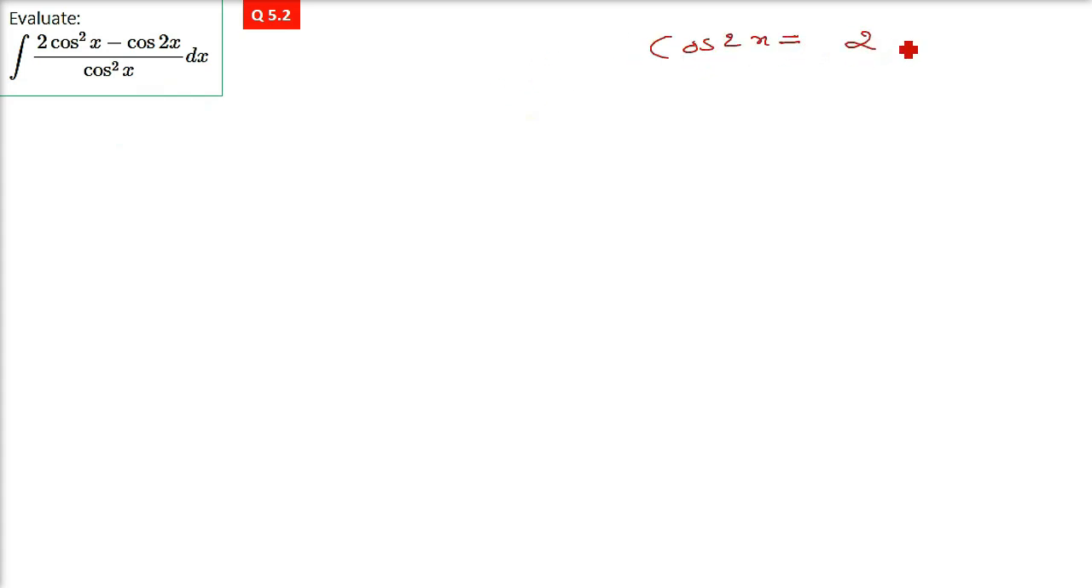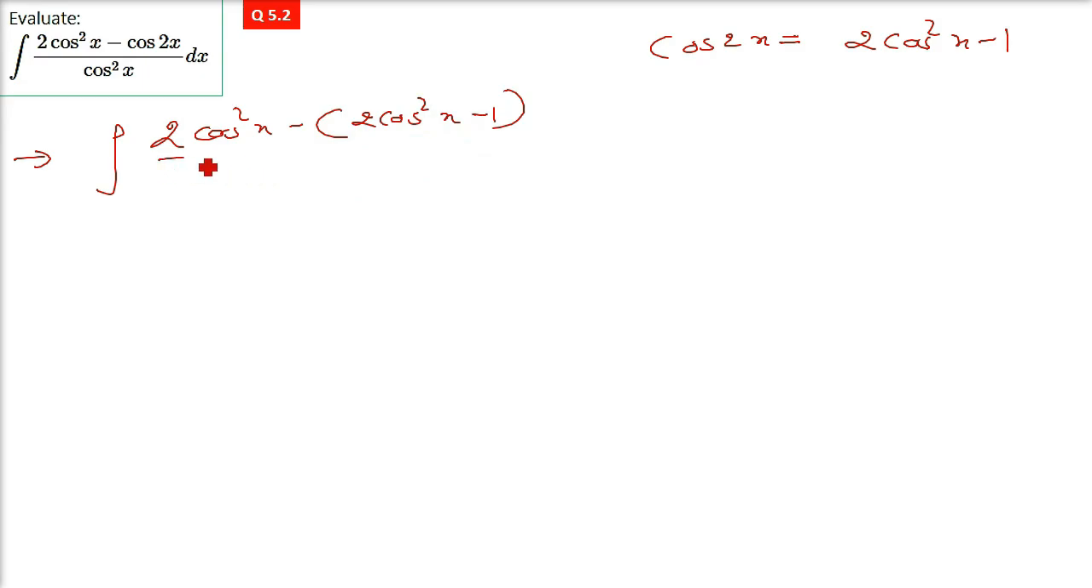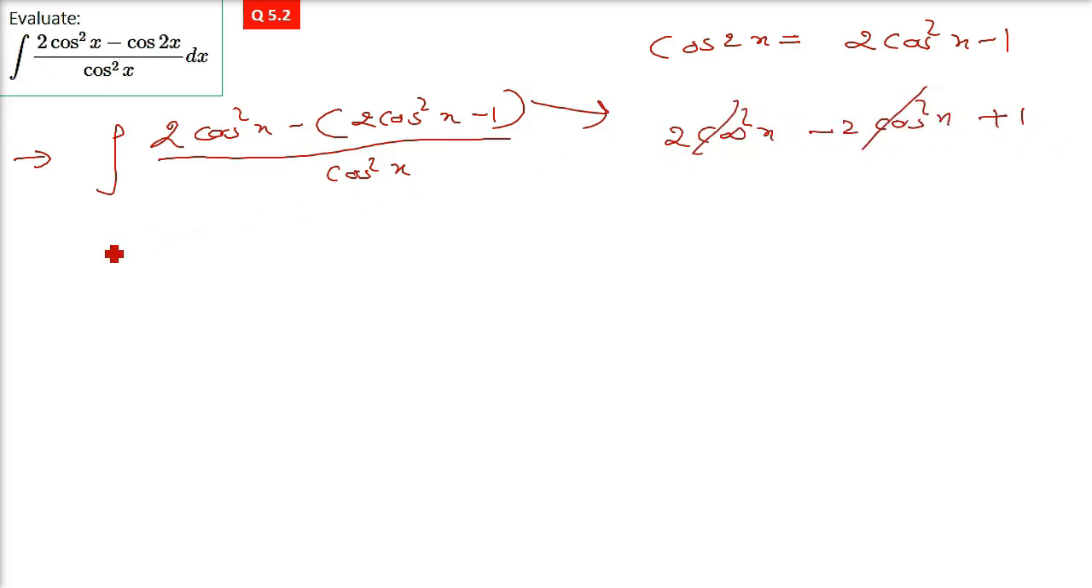Now cos 2x is simply 2 cos square x minus 1. What do we get here? In place of cos 2x, when we replace it by 2 cos square x minus 1, it will be 2 cos square x minus 2 cos square x plus 1, divided by cos square x. When you open this bracket, the 2 cos square x terms get cancelled. 1 by cos square x is the final thing.